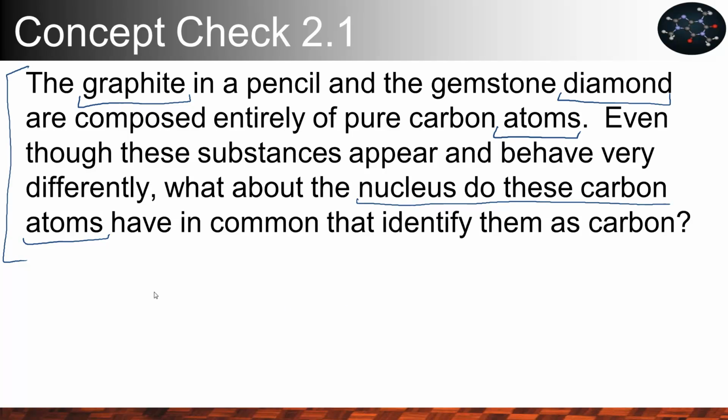Well, it turns out that that commonality is that each of those carbon atoms has exactly 6 protons. So even though the connections might differ, which might give them different chemical and physical properties, in terms of protons, they have exactly the same number of protons, regardless of whether the carbons are part of graphite or the carbons are part of diamond.